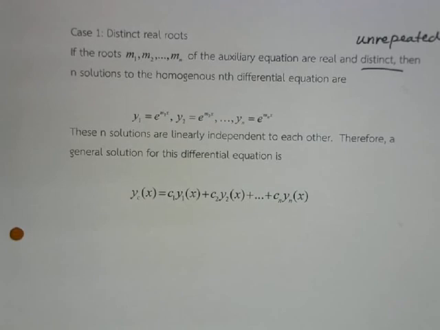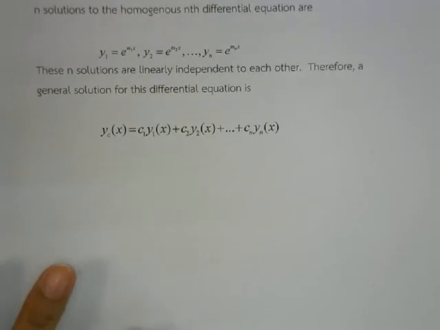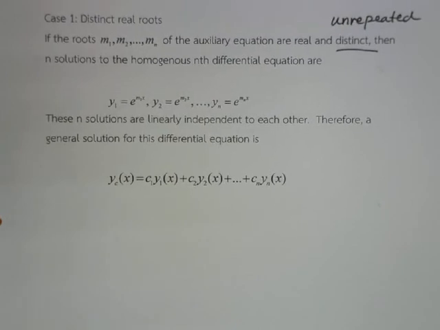then the n solutions of this differential equation are y1 equals exponential of m1x, y2 equals exponential of m2x, and yn equals exponential of mnx. They are all linearly independent of each other. Then the solution of this differential equation is yc equals c1 y1 plus c2 y2 plus c3 y3 plus until cn yn.